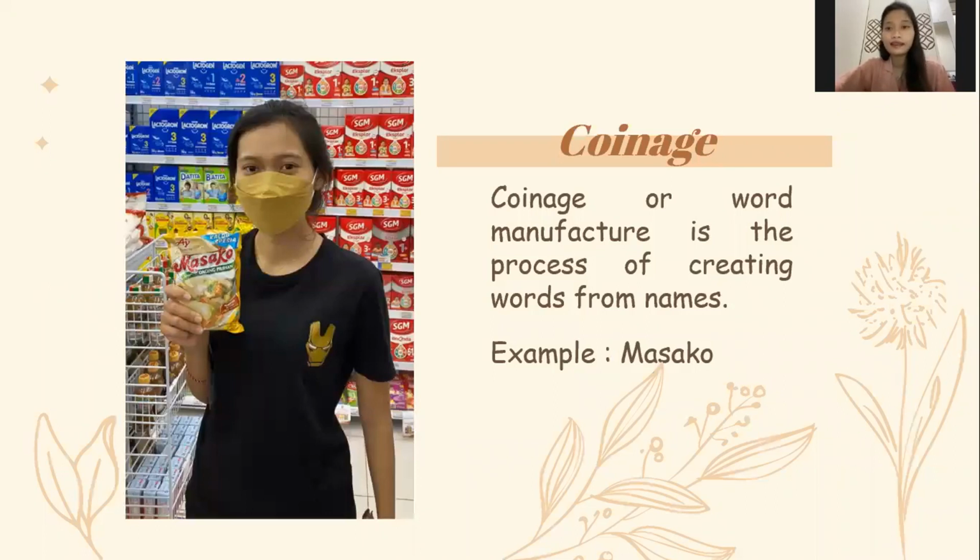All right, next is coinage. Coinage or word manufacture is the process of creating words from names. In everyday life, we often meet the same thing. For example, when we want to buy or use seasonings, we always say Masako, even though Masako is the brand name of seasonings. Even besides Masako, there is its best friend, namely Royco. But because we often use and buy Masako, we always say Masako for seasoning.